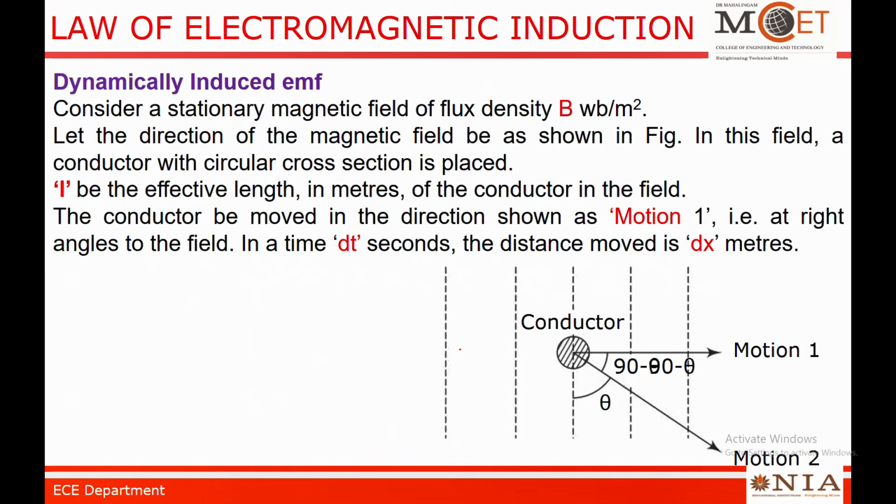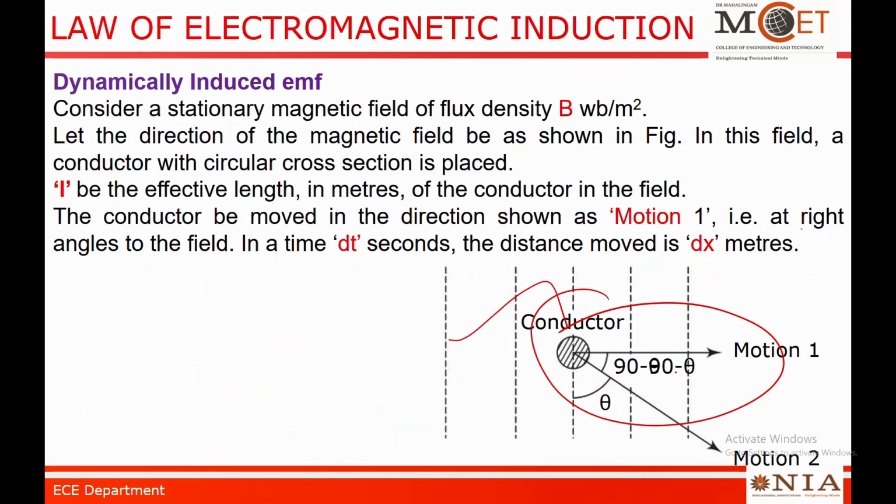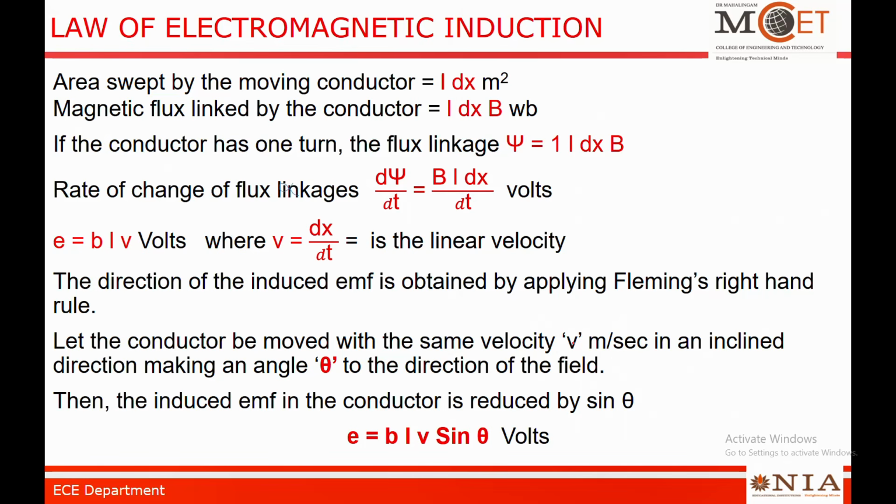Before considering this, for the dynamically induced EMF, the conductor is at an angle of 90 degrees minus theta. In the dynamically induced EMF, the condition is that the conductor is moved. The conductor has some radius, and the radius differs at various points with respect to the motion. With respect to that, the induced EMF is equal to BLV sin theta.